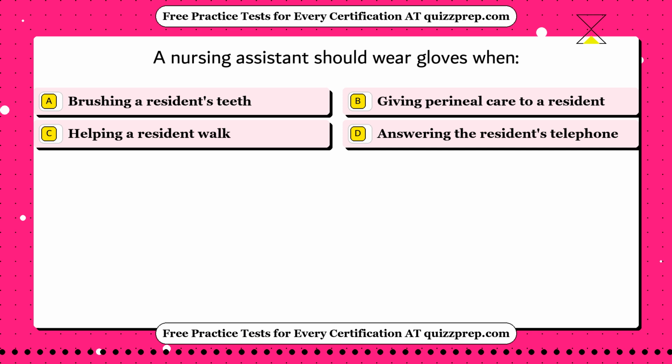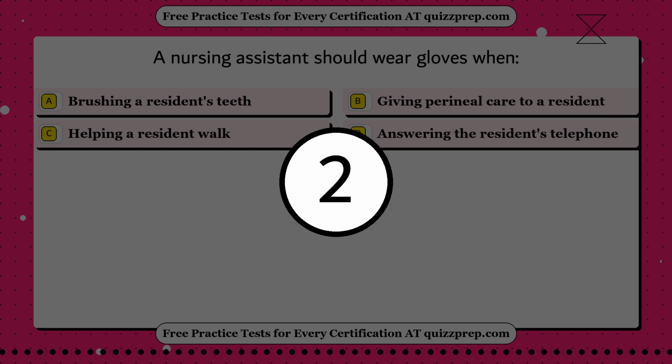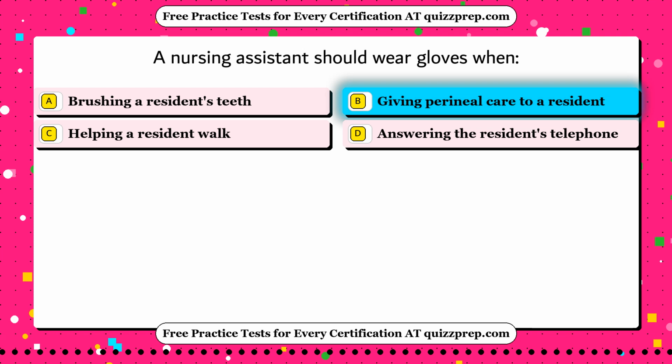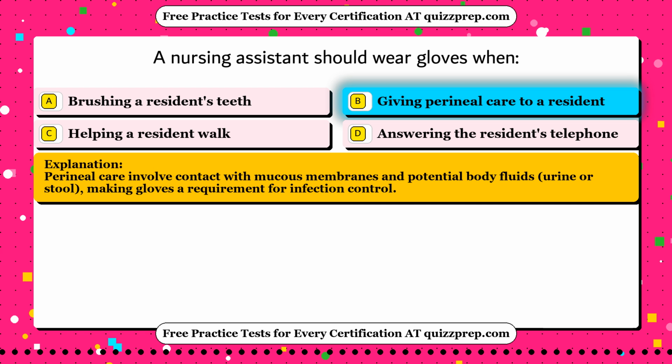Question 49. A nursing assistant should wear gloves when: Option A, brushing a resident's teeth. Option B, giving perineal care to a resident. Option C, helping a resident walk. Option D, answering the resident's telephone. The correct answer is option B, giving perineal care to a resident. Perineal care involves contact with mucous membranes and potential body fluids, urine or stool, making gloves a requirement for infection control.